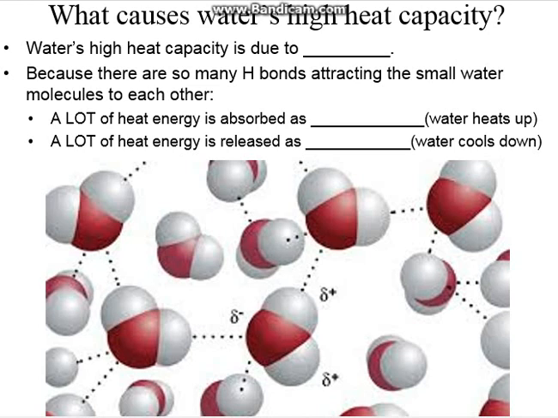So what causes water's high heat capacity? Water's high heat capacity is due to hydrogen bonding, because there are so many hydrogen bonds attracting the small water molecules to each other. A lot of heat energy is absorbed as hydrogen bonds break when water heats up. A lot of heat energy is released as hydrogen bonds form, like when water cools down.